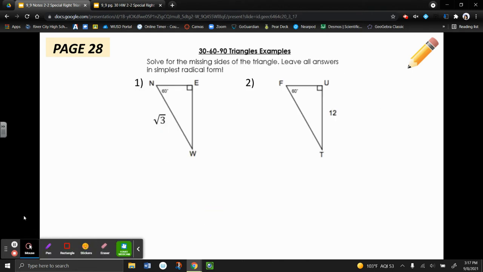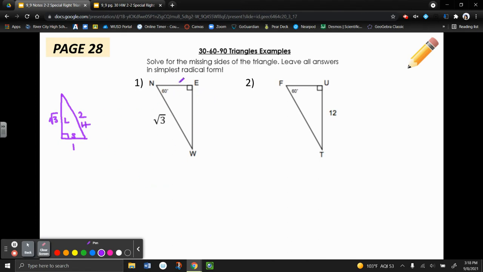Now let's take a look at an example. To do these problems, we need to use that 30-60-90 triangle, so I like to just sketch a picture. Remember, the short side is equal to 1, the long leg is equal to the square root of 3, and the hypotenuse is equal to 2. We know that these two triangles are similar by angle, and now we're just going to match up short, long, and hypotenuse to solve for the missing side.